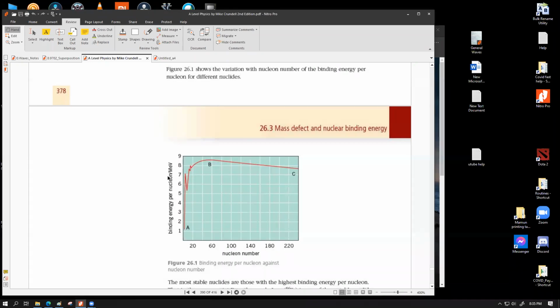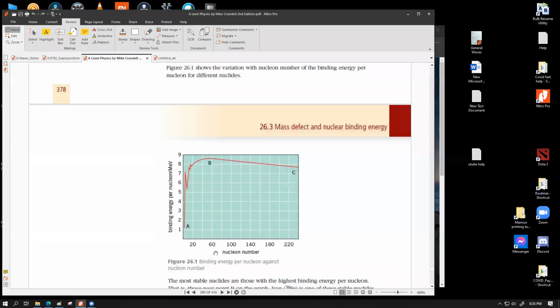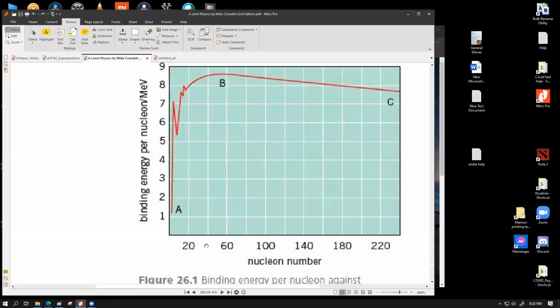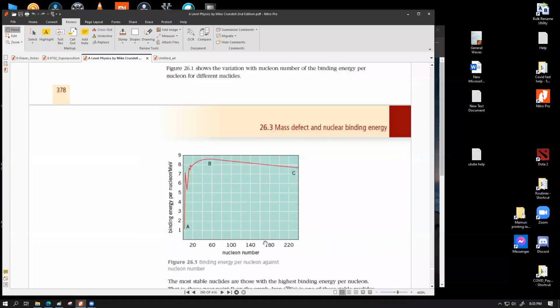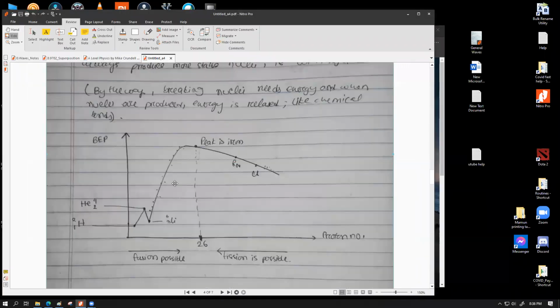So on the y-axis we have the binding energy per nucleon of different nuclei, and on the x-axis we have the nucleon number. This horizontal axis can also be plotted in terms of atomic number. Nucleon number basically means mass number. So we have a shape like this. Now, the points that I have labeled specifically in this figure: at the bottom we have deuterium.